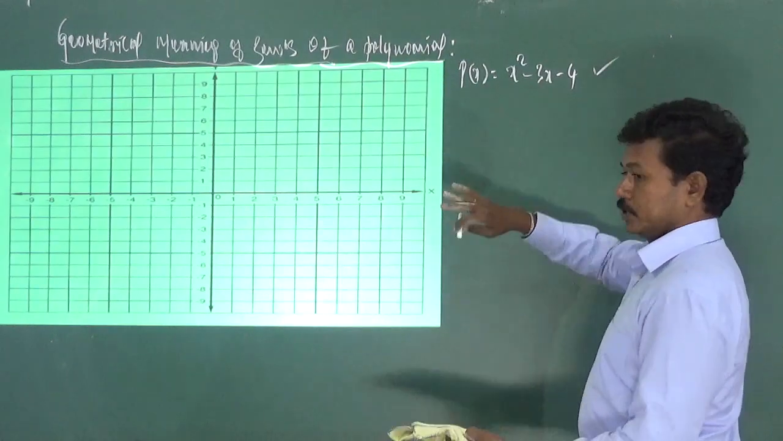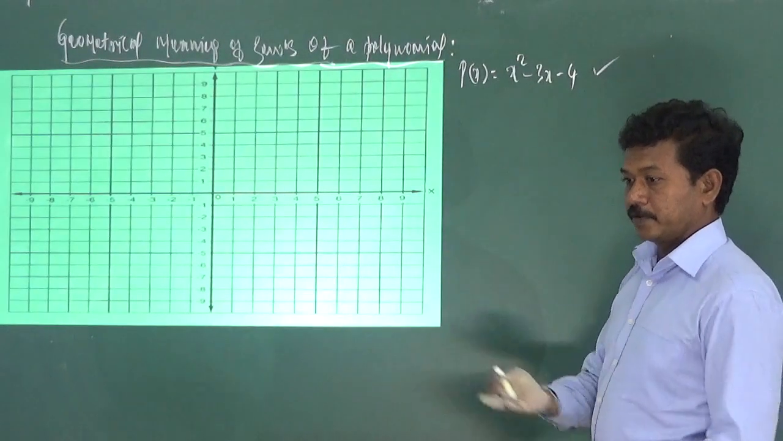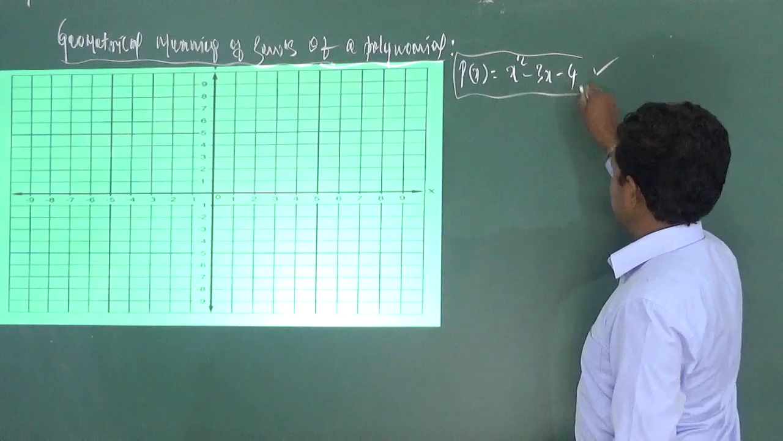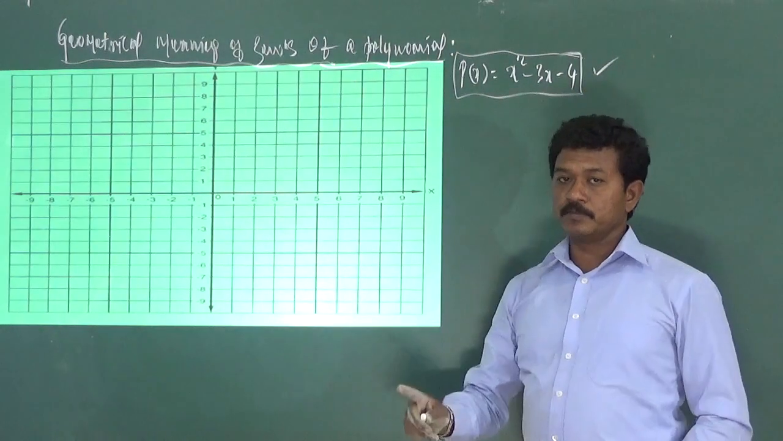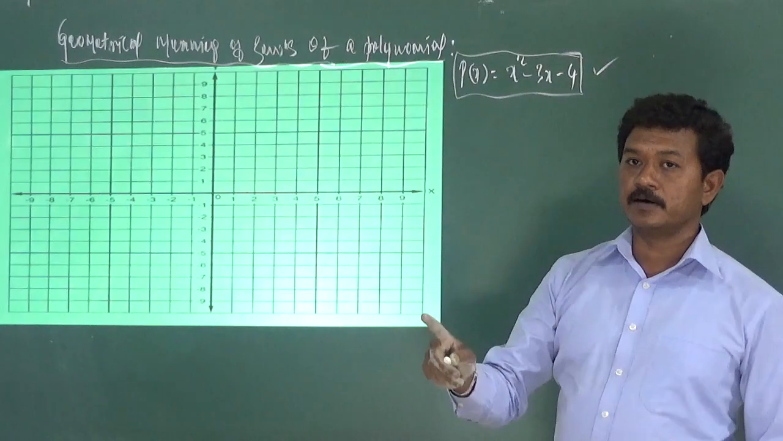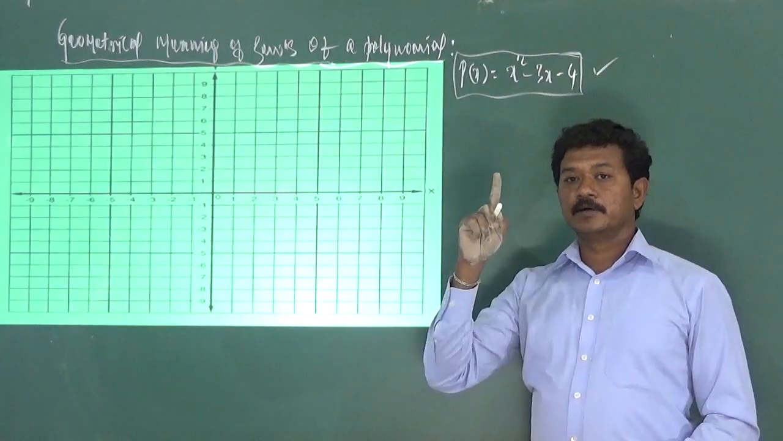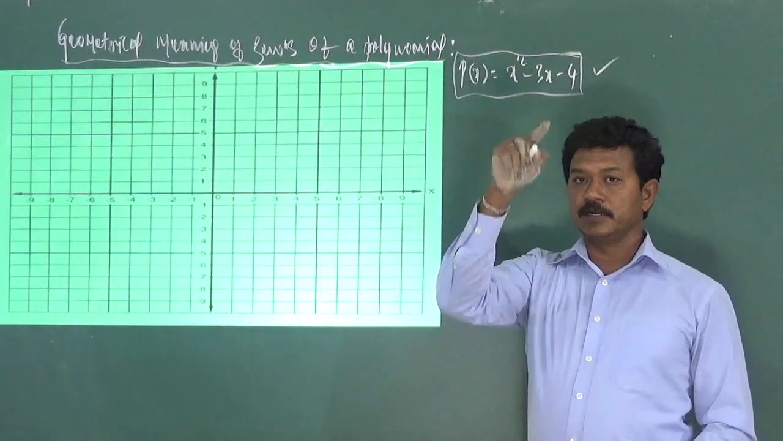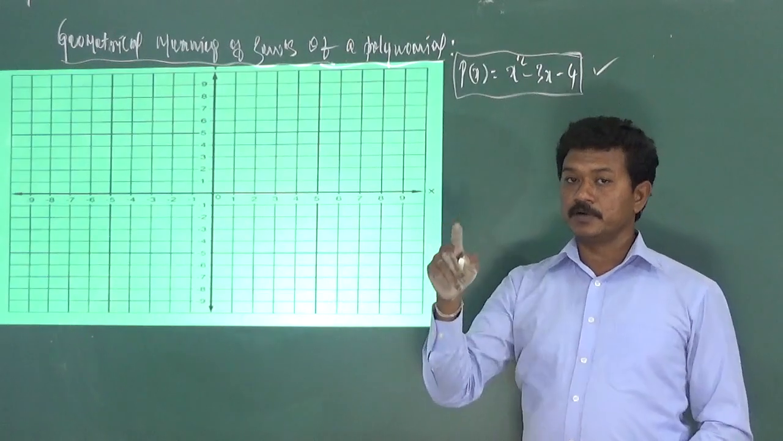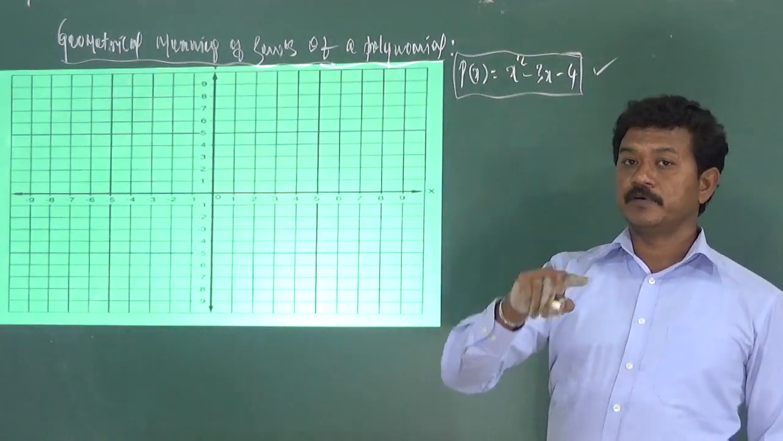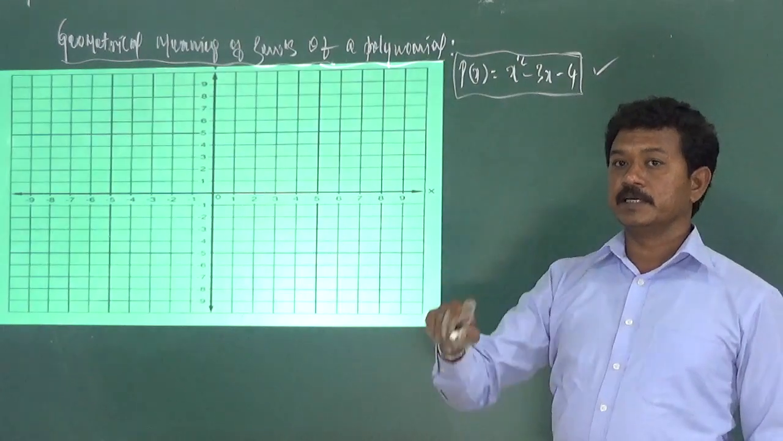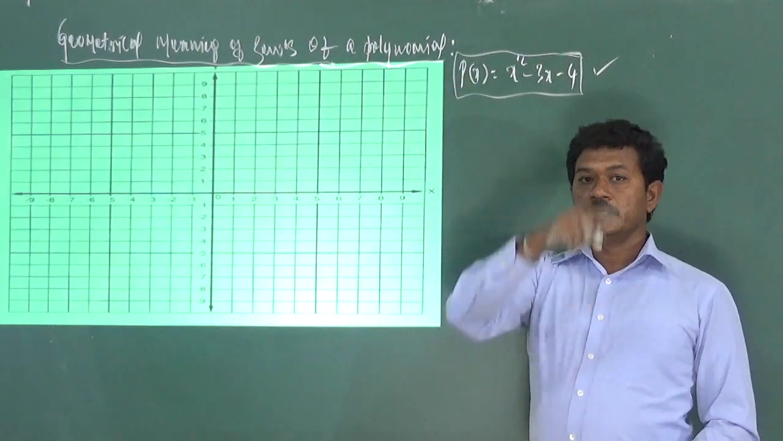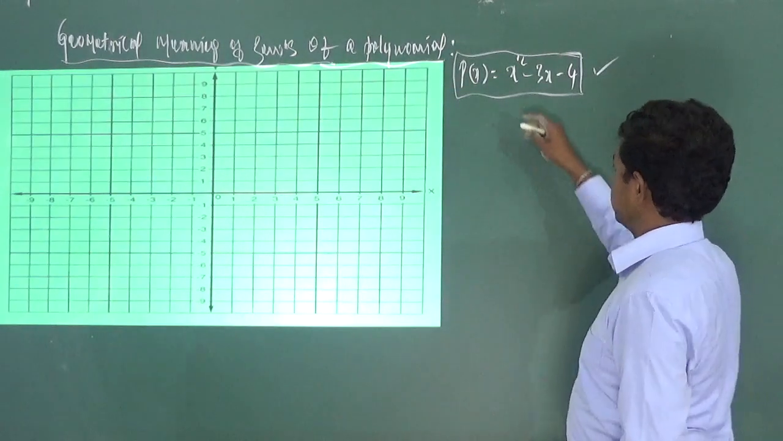Okay. So let us frame the table of values so that we get the graph. As this is a quadratic polynomial, remember this, when we represent a quadratic polynomial graphically, we get a curve which is called a parabola. When you draw a graph for a linear polynomial, we get a straight line, and for a quadratic polynomial, we get a parabola which is a curve. So let us go with that.